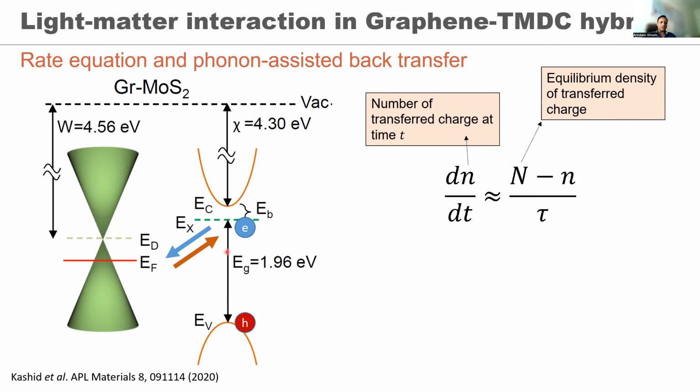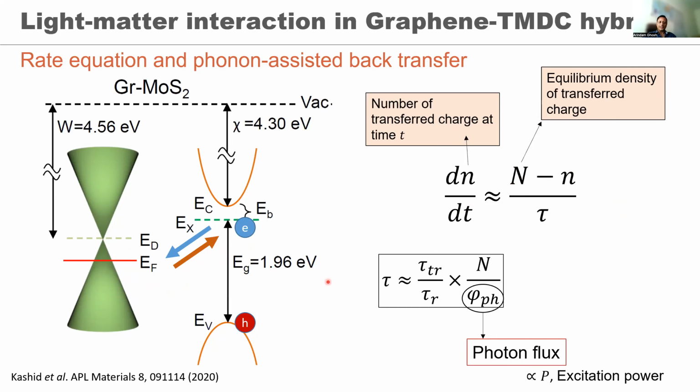So the question you ask is, okay, then what is the rate at which it's going to happen? It obviously depends upon how many states are available here and how many electrons are coming back. So it's always a back transfer rate. So this is essentially a full rate equation in which the accumulation rate of electrons in graphene is given by the number of states available in the graphene layer.